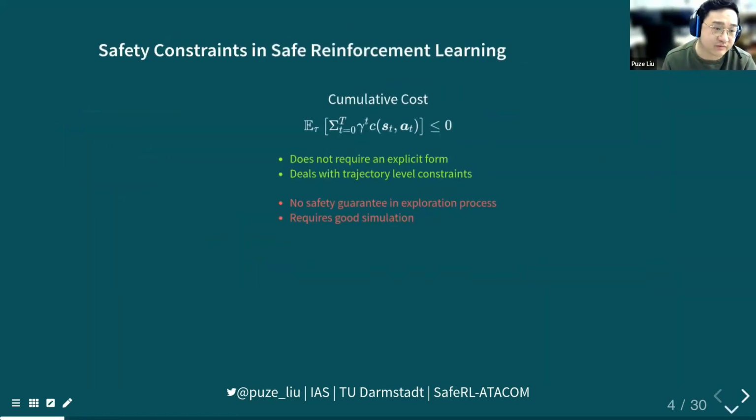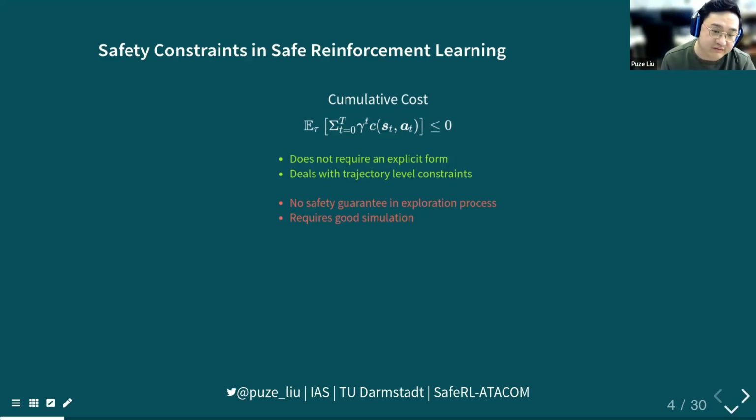In the typical safe reinforcement learning literature, people focus on several different types of safety constraints. The most typical one is the cumulative cost. Basically, you are trying to keep the expected cost over some horizon smaller than a threshold, which you can write as smaller than or equal to 0. For this kind of constraint, you do not need an explicit form of the constraint to solve the problem, because everything is based on the expectation, so you are solving with sampling.